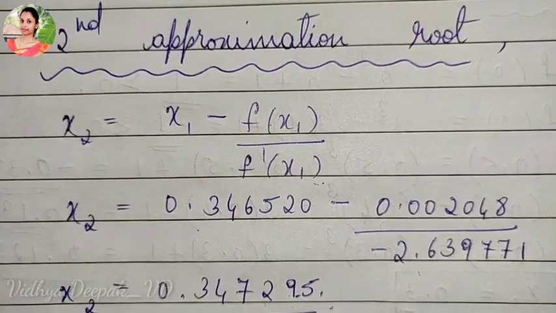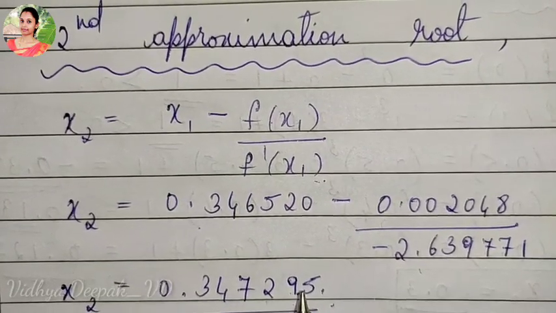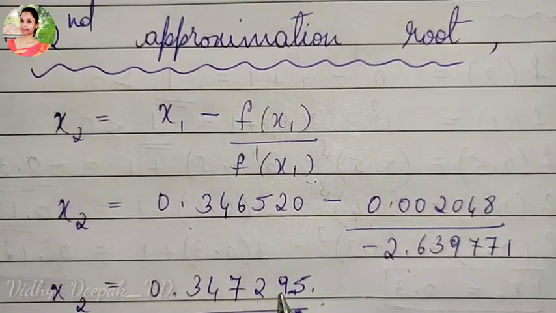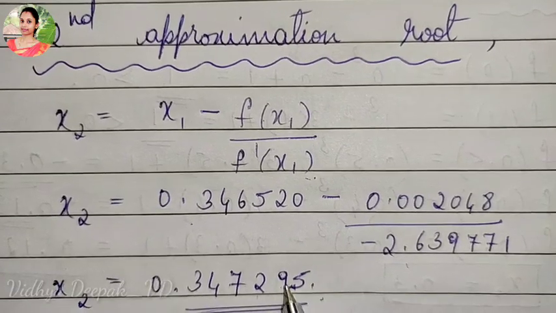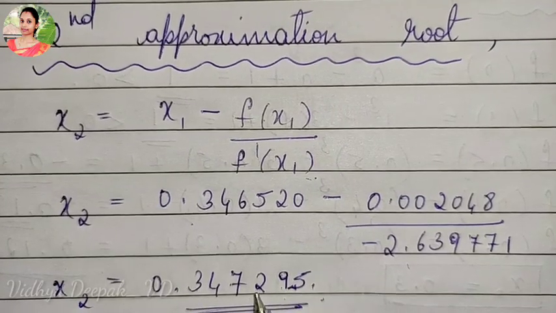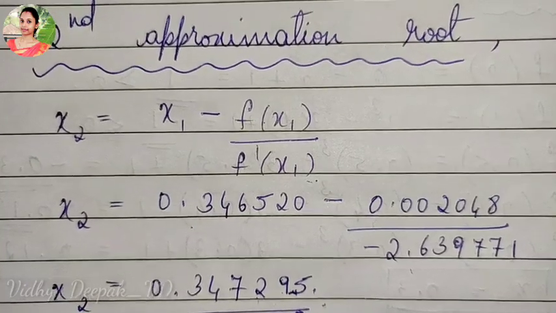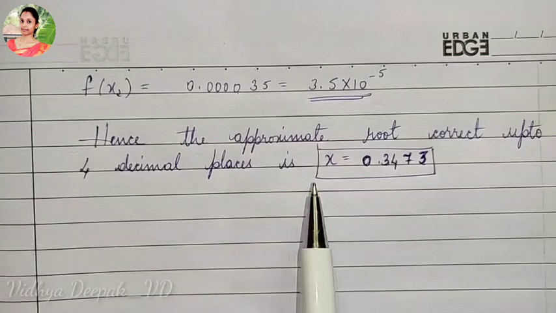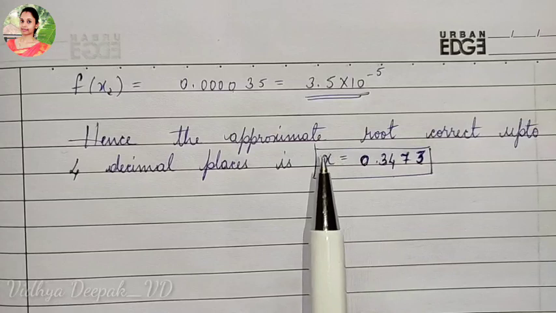So the x2 value is 0.347295. We have to correct it up to 4 decimal places, right? So in order to correct it up to 4 decimal places, we have to see the 1, 2, 3, 4th digit is 2, and the 5th digit is above 5. That means we have to add one to this number. Our answer becomes 0.3473. Hence the approximate root corrected up to 4 decimal places is x is equal to 0.3473.